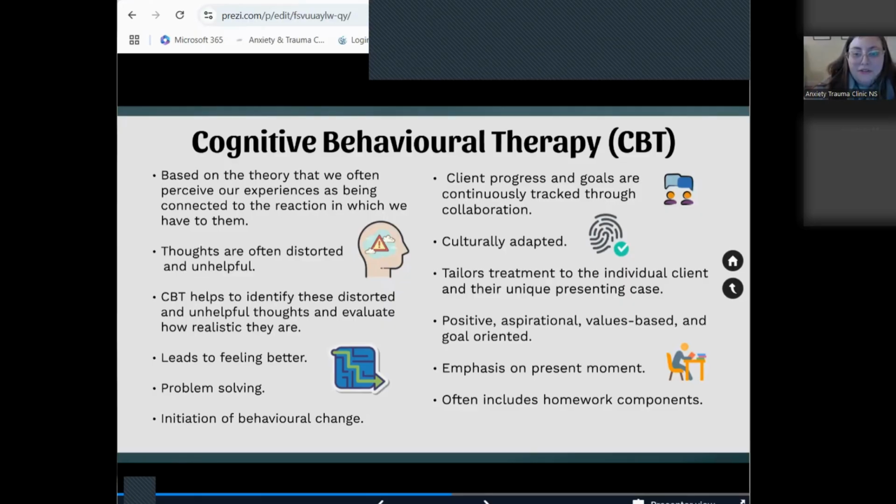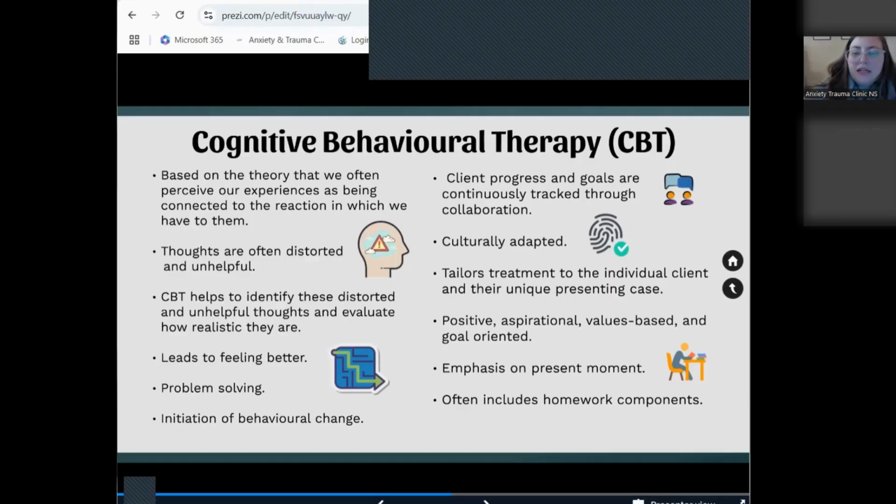So cognitive behavioral therapy really helps people identify what their distressing thoughts are, allowing them to evaluate how realistic the thoughts are as well. Then they're able to learn how to change that distorted thinking. So it's a process. When we think more realistically, we tend to feel better. The emphasis is also consistently on solving problems. Initiating changes in behavior is a big aspect of that.